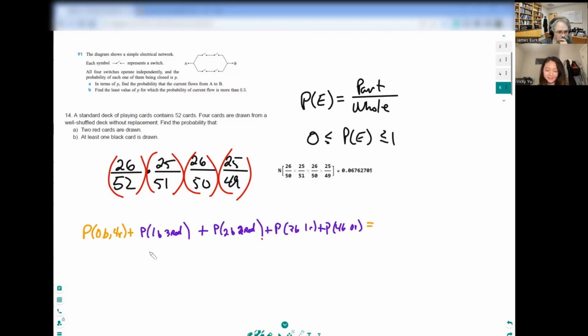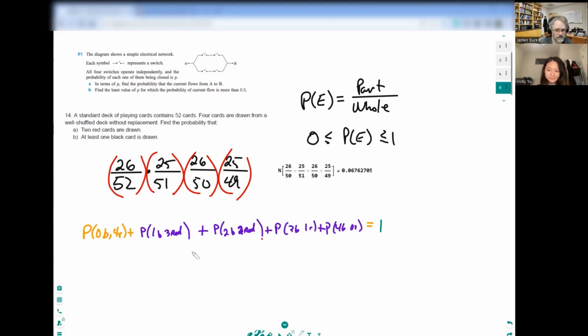So if you add them all, it'd be 1. Why is it 1? Because those are all the possible outcomes. That's right. Think of it like this. You either do it or you don't. Well, if you either do something or you don't do something, what's the probability of that happening?